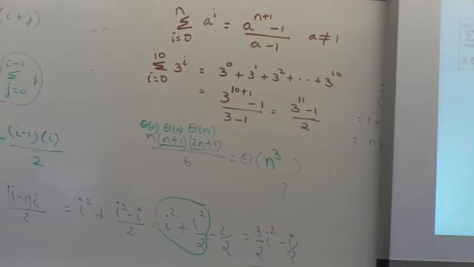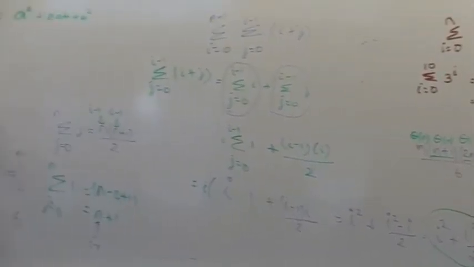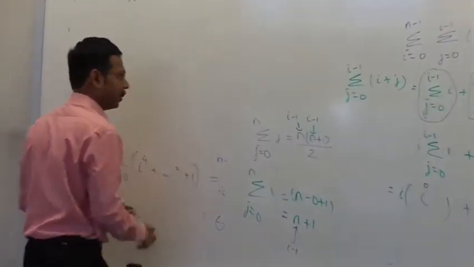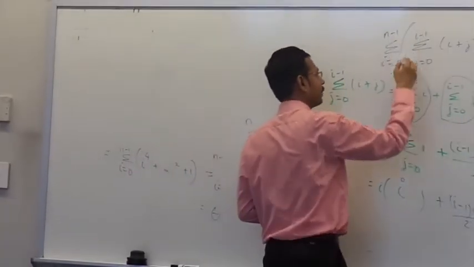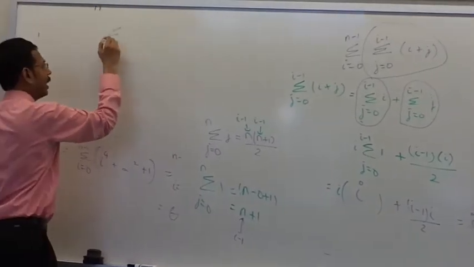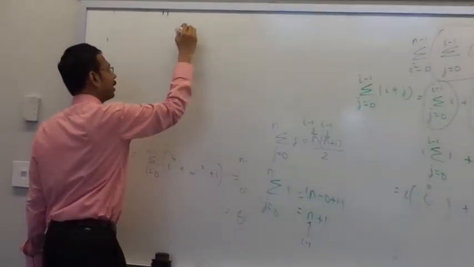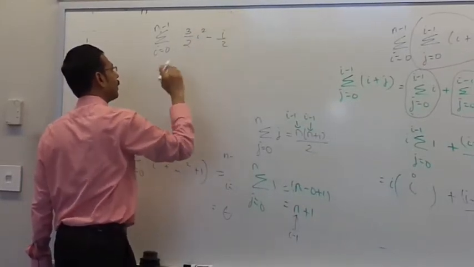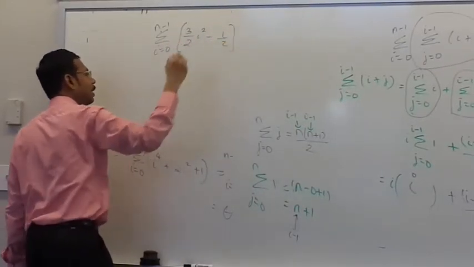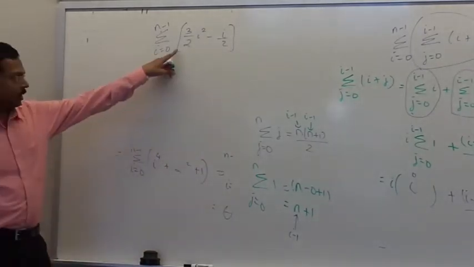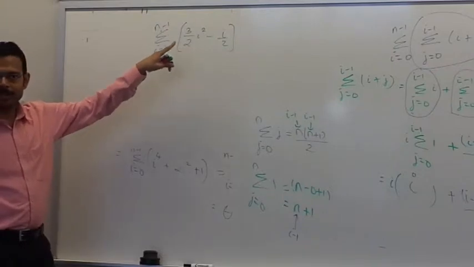Is that clear there? So what are we left with now? That term. So now you have to plug it in for the outer limit. So we solve basically this part. So we have to say now this is I equals 0 to n minus 1, 3/2 I squared minus I over 2. So what do you have to do now? You understood up to this point?